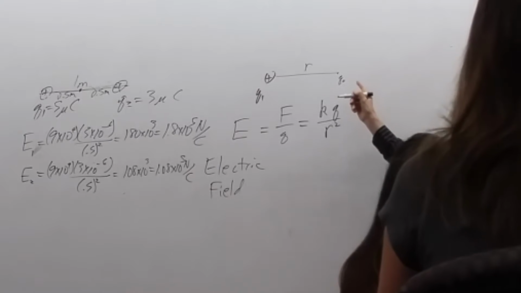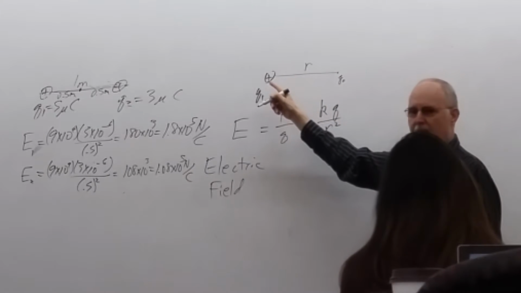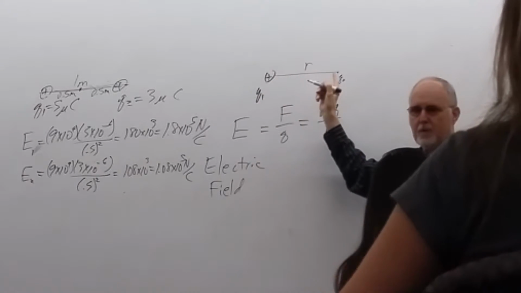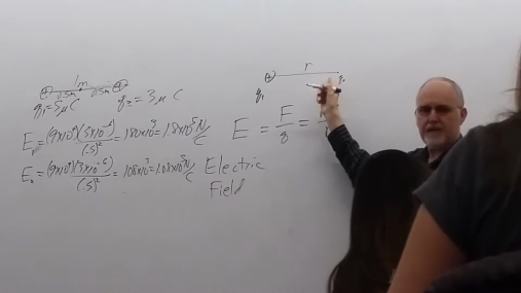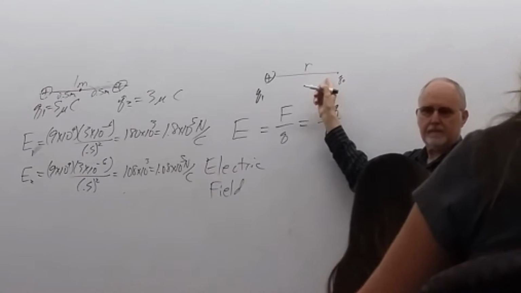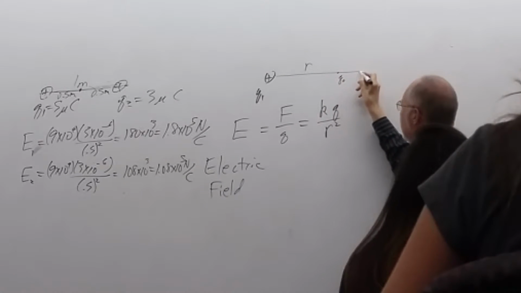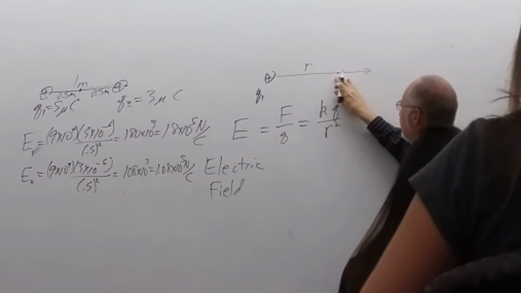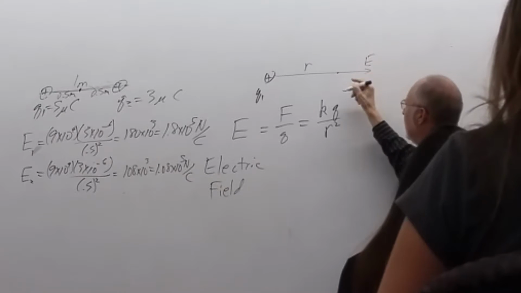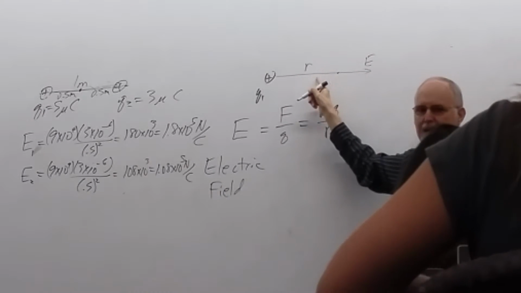So if this is a positive charge, which way would the force be acting on this positive test charge? It would be repulsive, so that would be that way, and therefore the electric field must be going away from a positive charge.